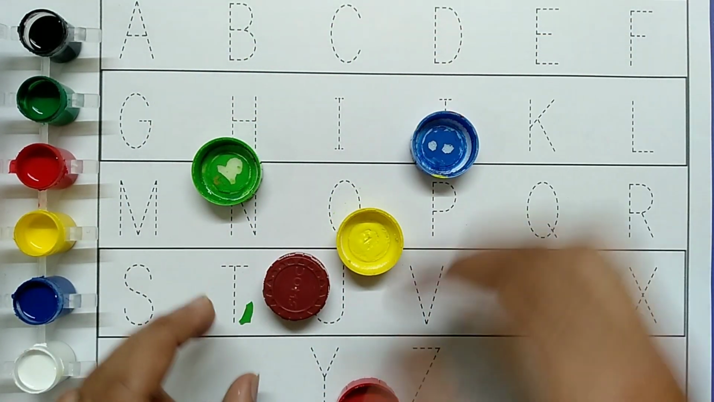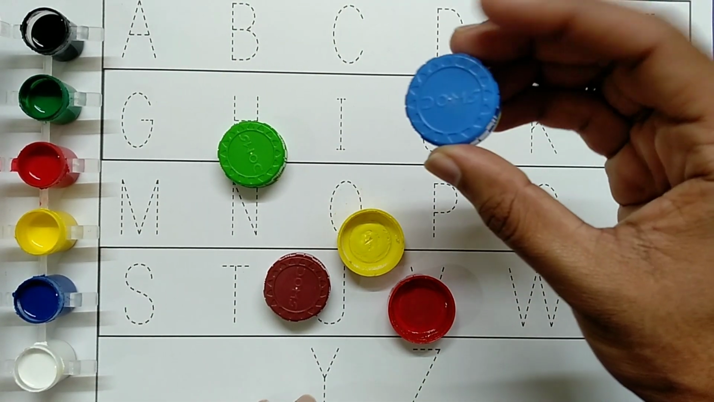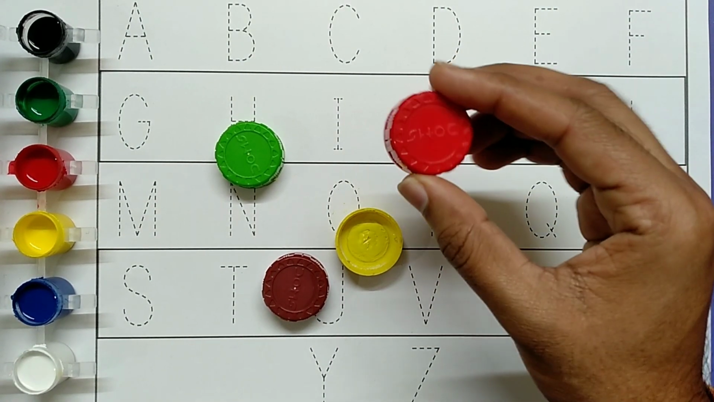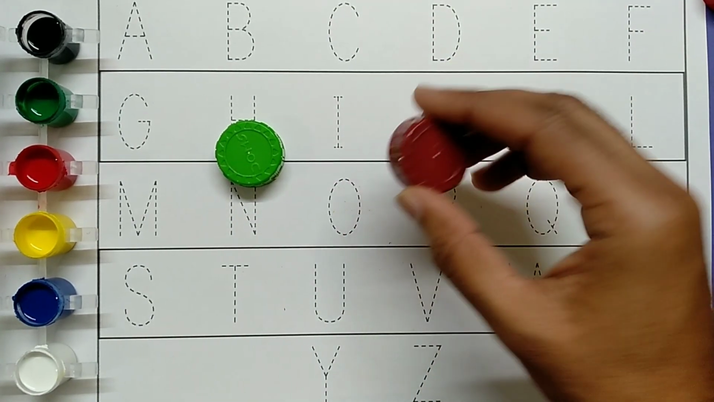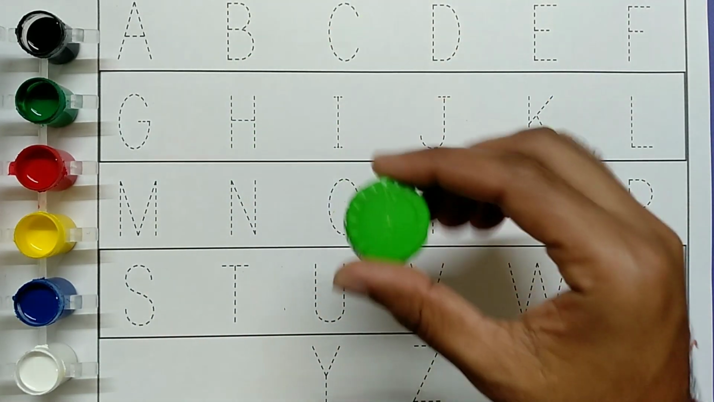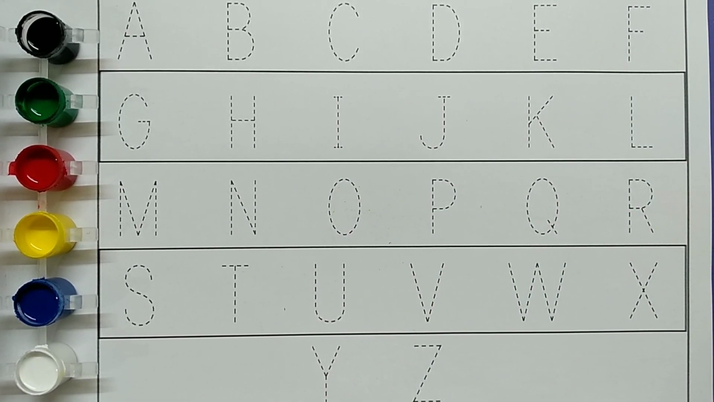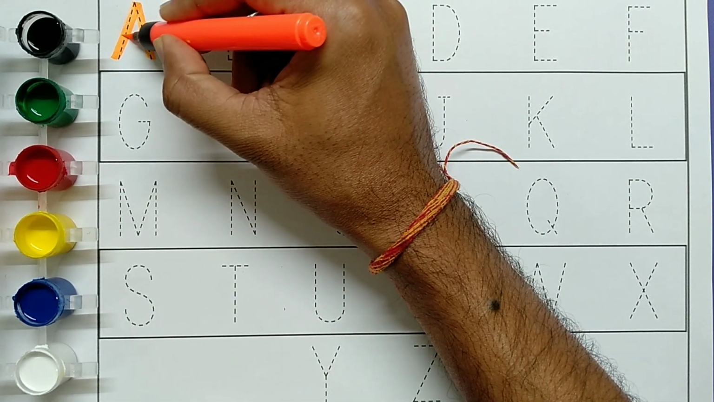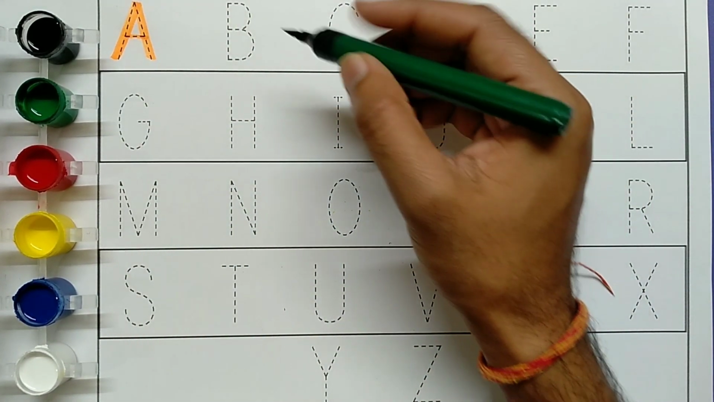Hello, bachcho. Colors name. Blue color. Red color. Yellow color. Brown color. Green color. Orange color. A. A for apple.